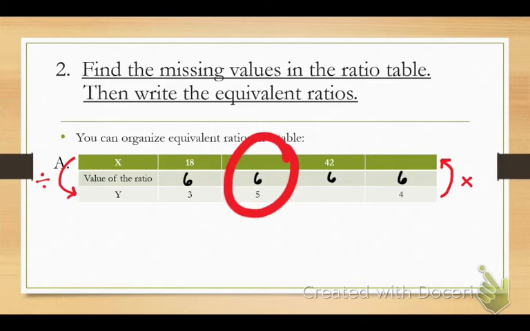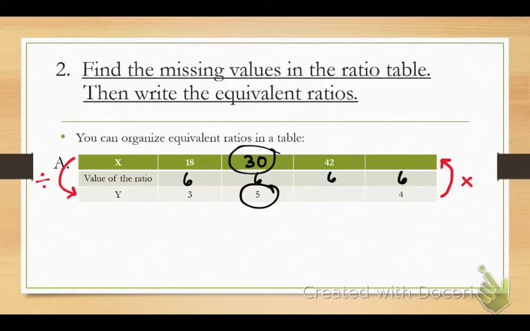Do I know the bottom number or do I know the top number? I know the bottom number. So this right here tells me I am working from the bottom to the top. So what do I have to do? I have to multiply. Guys, what's 5 times 6? 30. So that means if the y is 5, the x is going to be 30.